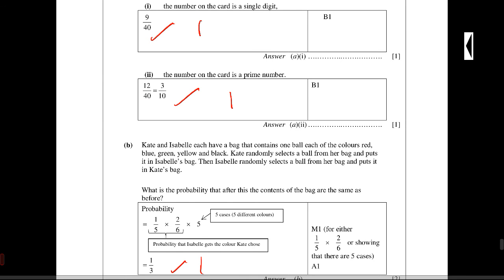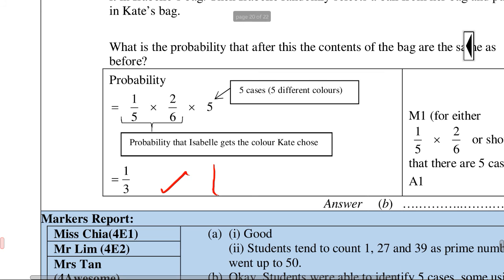Explain this, is it? Very long story. Each has a bag that contains one ball of each of the colors red, green. Randomly select one ball and put in her bag. 1 over 5 is the ball I select. I select one ball. I put in her bag. Her bag will have how many balls? 6. So over 6. But then I will have an additional of that color, right?